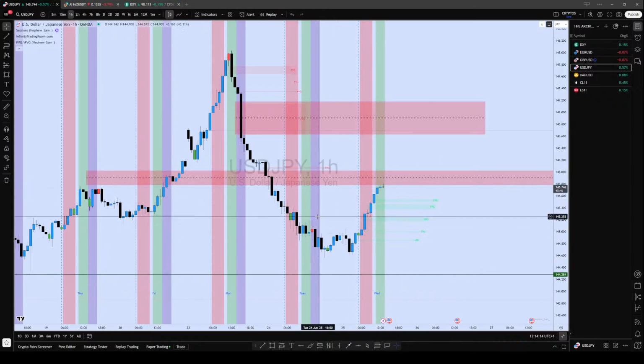And you can look for something similar to this, where we had the up candle with a down close, and then price pulled back, and then we go down. You can look for something like that today.